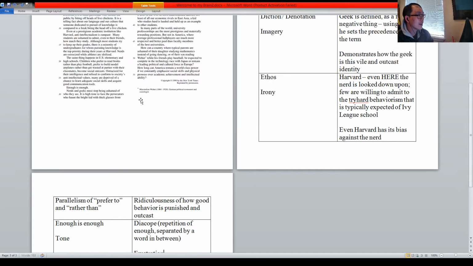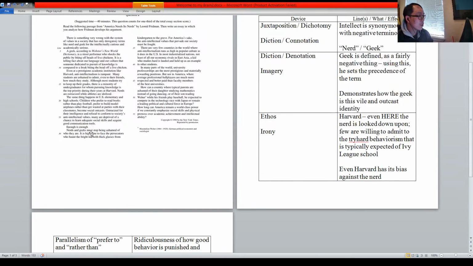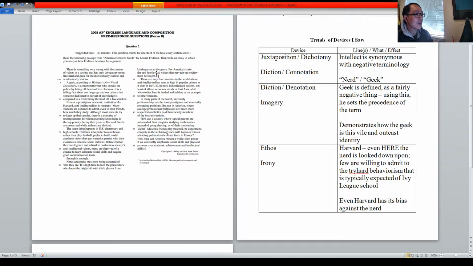Nerds and geeks must stop being ashamed of who they are. It is high time to face the persecutors who haunt the bright kid with thick glasses from kindergarten to the grave. For America's sake, the anti-intellectual values that pervade our society must be fought.